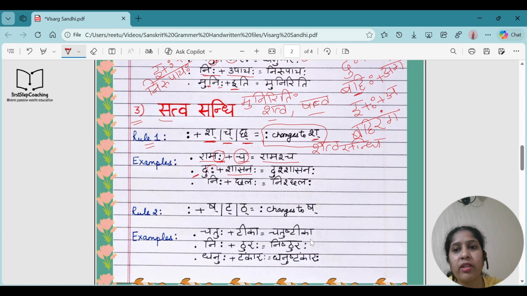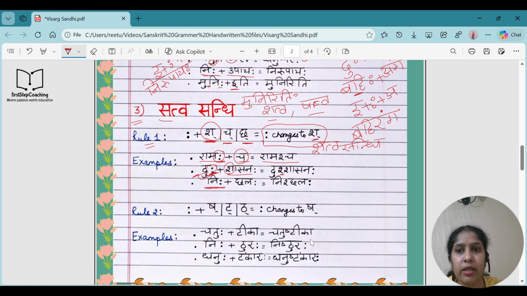So the first word is ending with the visarg and the second word is starting with the sh. So we have a sh, right? So what will happen? No other change, just in place of visarg, you write a sh and it will become the shasan. Fine.